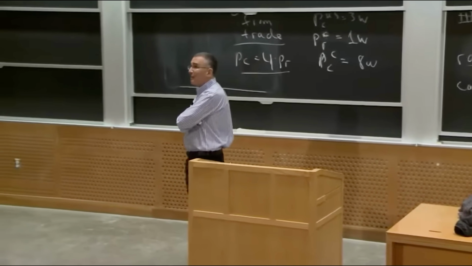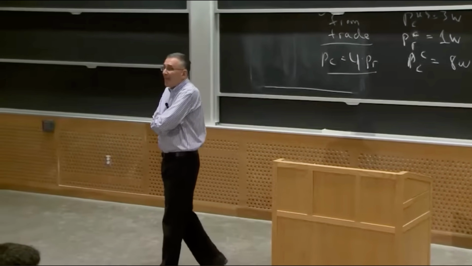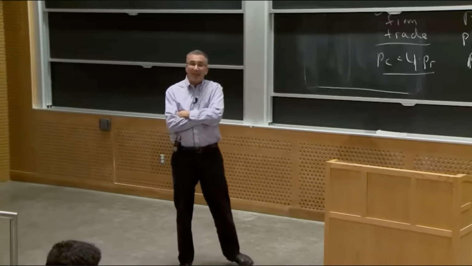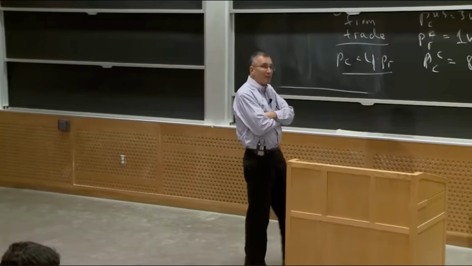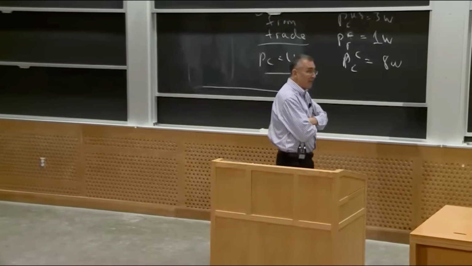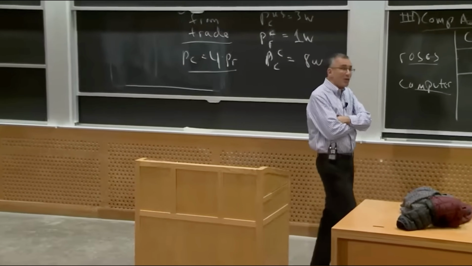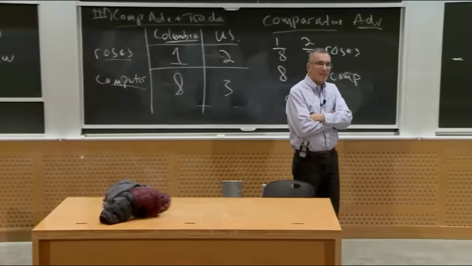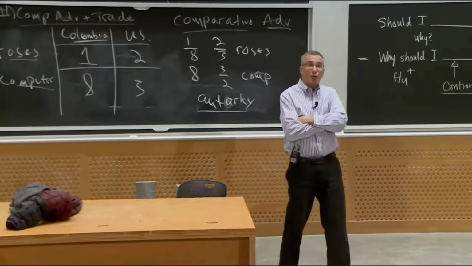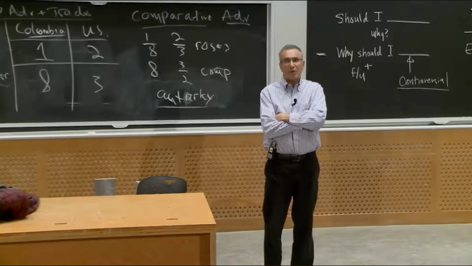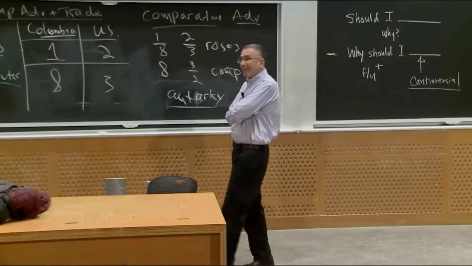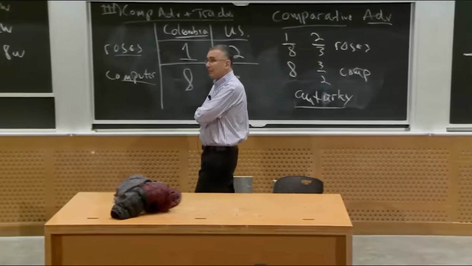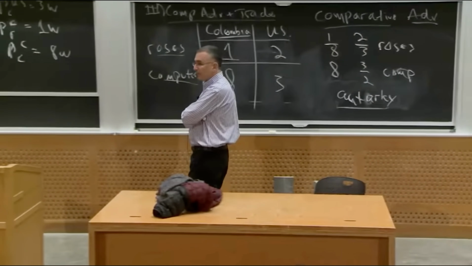The magic that's happening here is simply that by allowing countries to specialize, you get them to use their comparative advantage and produce more. With autarky, the US was inefficiently forced to produce roses. It's much more efficient to produce computers and trade them for roses. So by allowing that trade, we allowed more consumption possibilities in both the US and in Colombia. Questions about that?